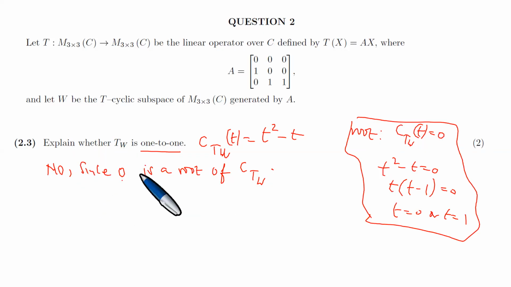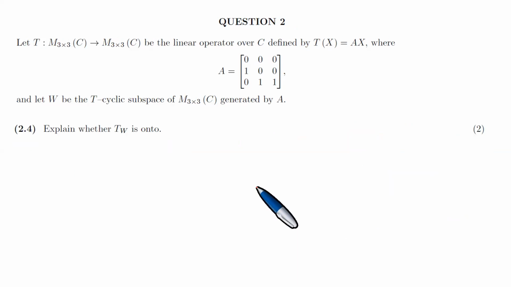Is T one to one? It is not because 0 is a root of the characteristic polynomial of TW. Okay, 2.4, explain whether it is onto. As to how to start this, you remember that obviously the characteristic polynomial of TW is t squared minus t. Explain whether it's onto. Is this onto or not?